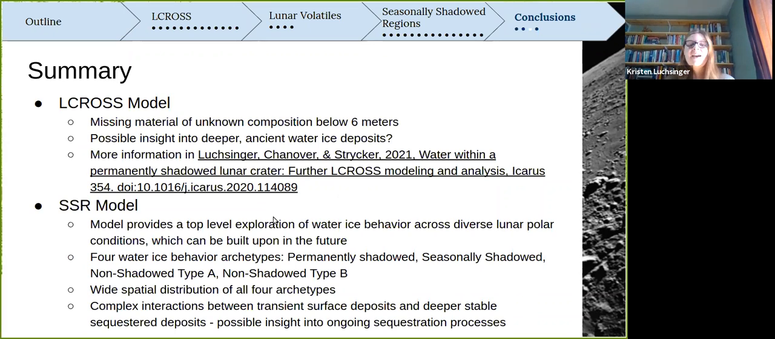And then I'm also looking at the SSR model, which is providing this top level exploration of water ice behavior across diverse lunar polar conditions. And I found 4 water ice behavior archetypes, one of which was surprising and 2 of which are extremely interesting, but all of which tell us a lot about the interaction between transient and sequestered water ice deposits. And the complex interactions between those deposits might provide insight into ongoing sequestration processes in all lunar shadowed regions, which would be really exciting to look into, especially with all of the upcoming lunar exploration that's been talked about for a while now. This, I think, would be a really exciting location for further study.